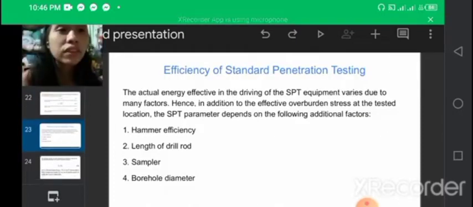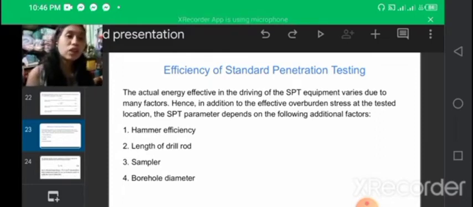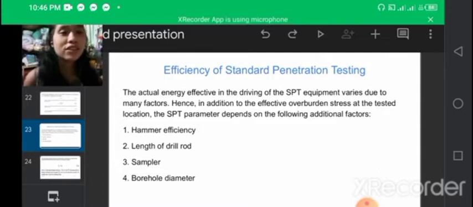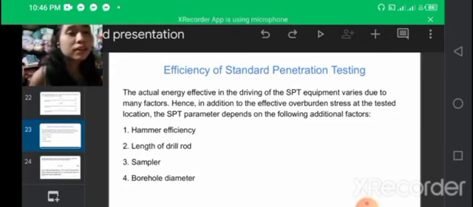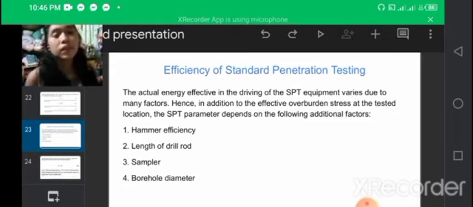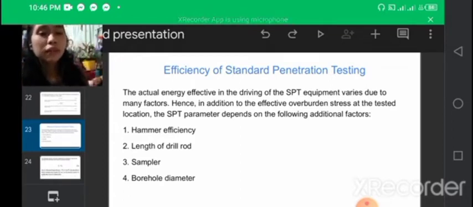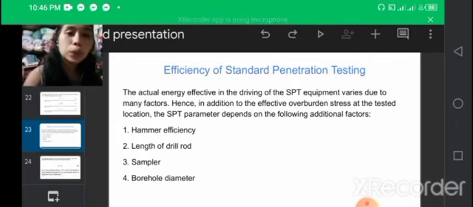So, efficiency of standard penetration testing: the actual energy effected in the driving of the SPT equipment varies due to many factors. Hence, in addition to the effective overburden stress at the tested location, the SPT parameter depends on the following conditional factors. The first one is the hammer efficiency. Second is the length of drill rod. Third is the sampler. Fourth is the borehole diameter.